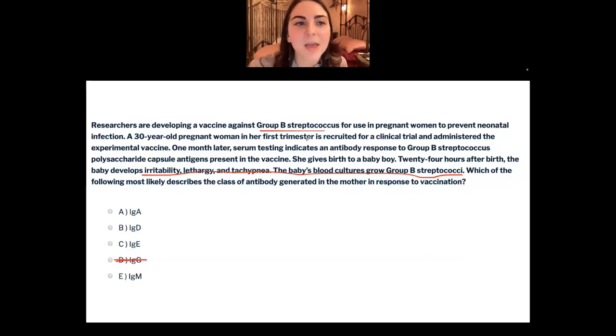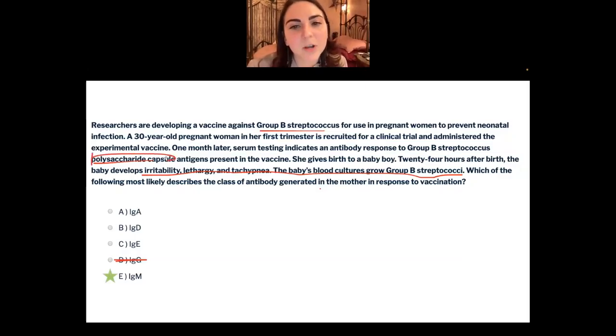She should have, but with this polysaccharide capsule, she probably didn't even generate IgG. It probably wasn't coupled to a protein. So she probably only made IgM. Oh, I gave away the answer. All right, she probably only made IgM because it was just a polysaccharide.